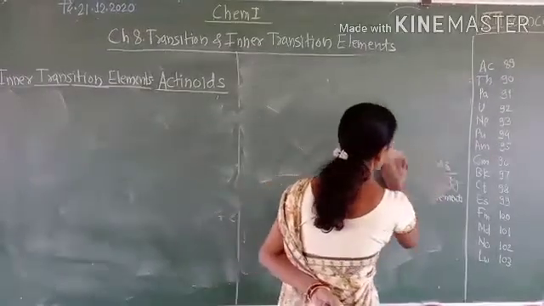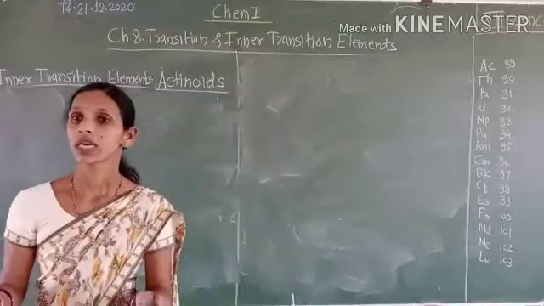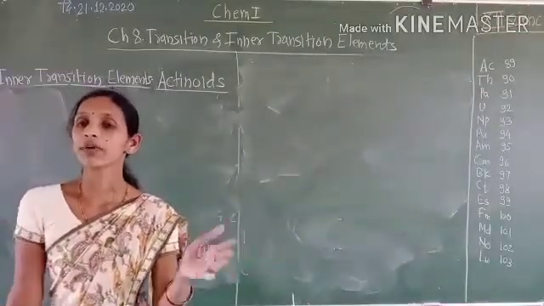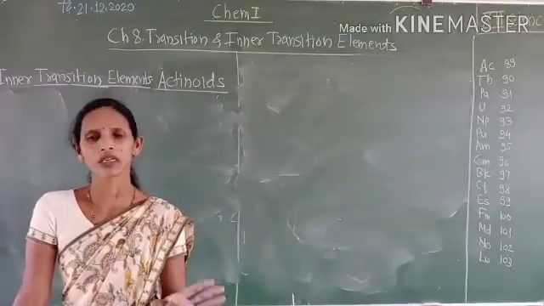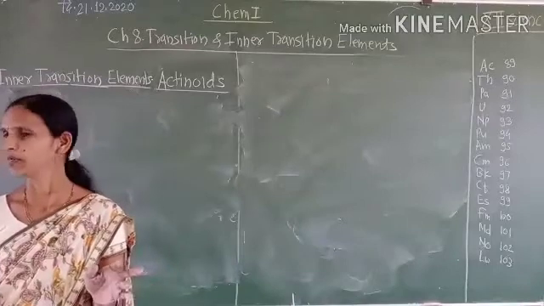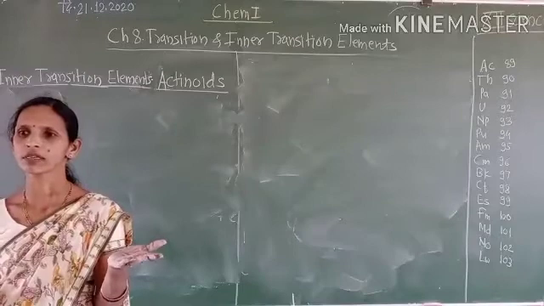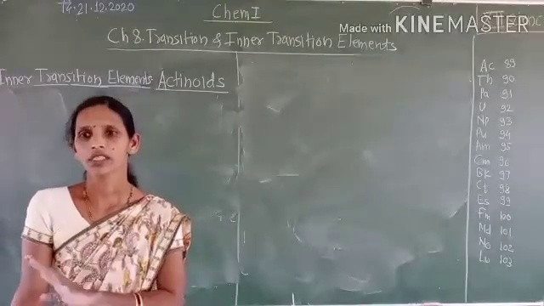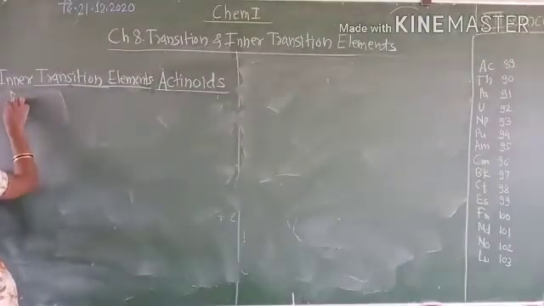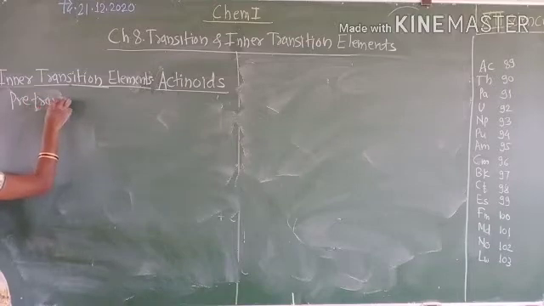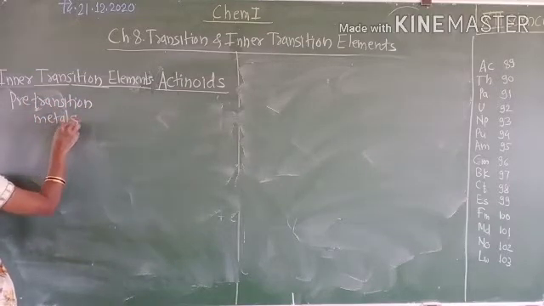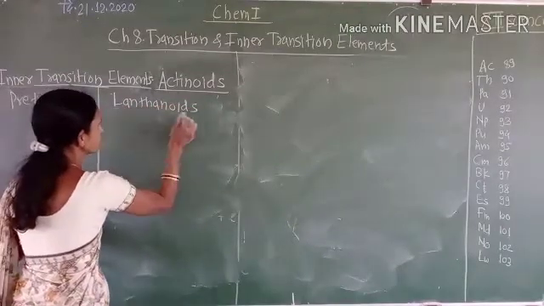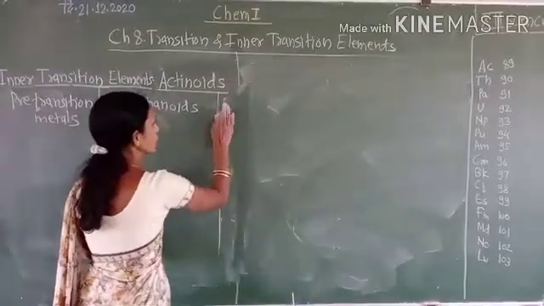All of you studied that lanthanoids and actinoids are inner transition elements. They lie between the ns orbital elements, that is s-block elements, the pre-transition metals, and the transition metals. Sometimes lanthanoids show properties of both pre-transition metals and transition metals. Then we are going to discuss the comparison between the properties of pre-transition metals, lanthanoids, and transition metals.